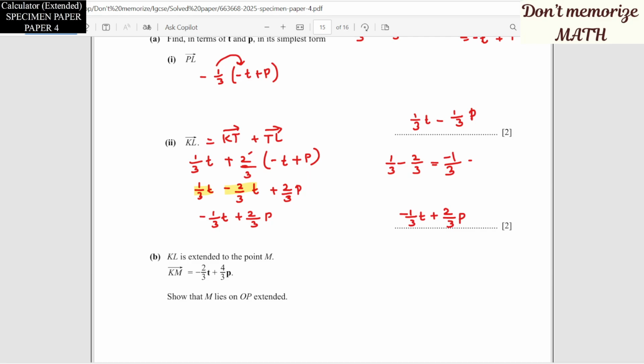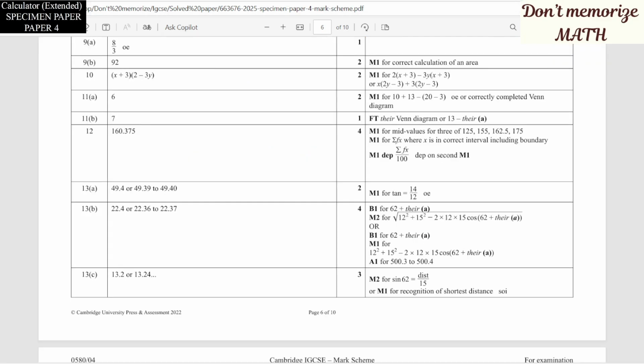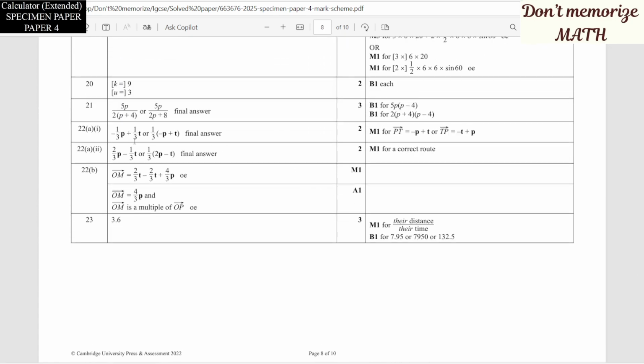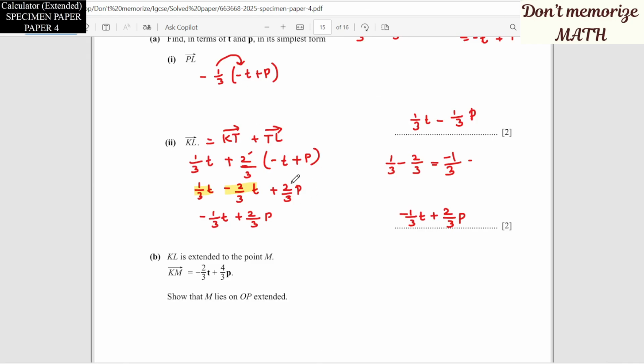I will show you the marking scheme for question number 22. Let's see the marking scheme. Question number 22, you can see M1 for correct route. Okay, so correct route means any of the routes, that means the path you are taking, if the path is correct, you will get 1 mark. So no need to write all the steps like this. If you can simplify it, you can just simplify and write the final answer directly.